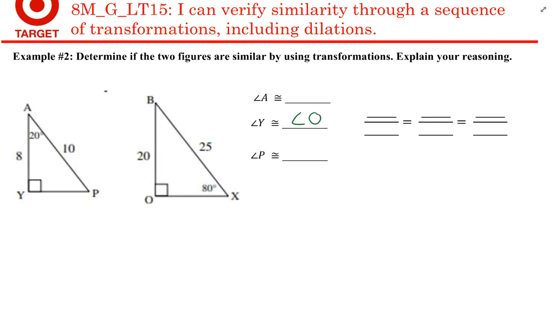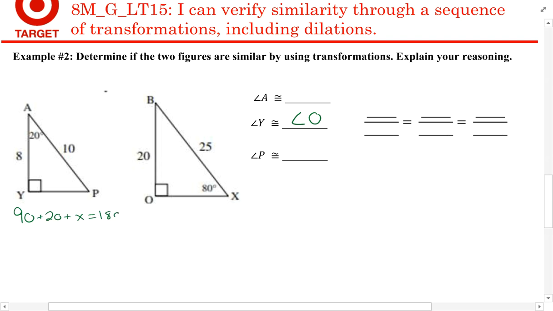So I have to use my triangle sum theorem that we learned a couple days ago to identify the missing angles. So if I look at my first triangle, AYP, I see that I have 90, I already have 20, and then I have a missing angle.